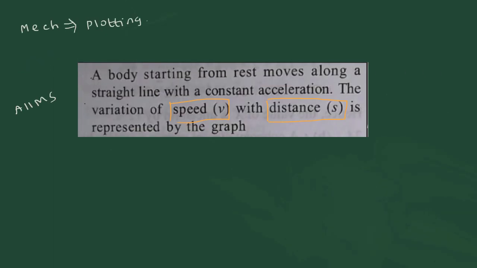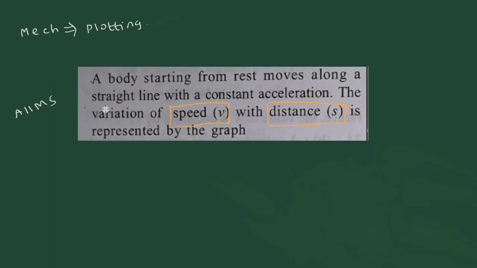An object is moving from rest and it moves in a straight line with a constant acceleration. If you plot a graph between speed and the distance, how will the graph look like? So that's the question. Of course, in the actual question paper you have the 4 options A, B, C, D, and under each one of these options you have the graphs. Some graphs are given here, and your job is to choose the correct graph.